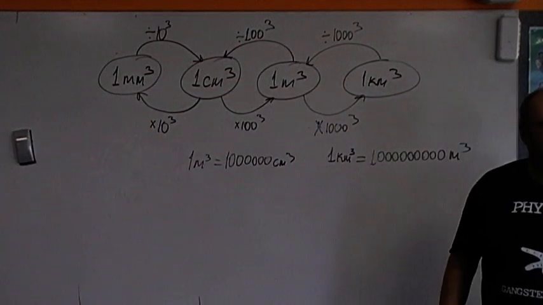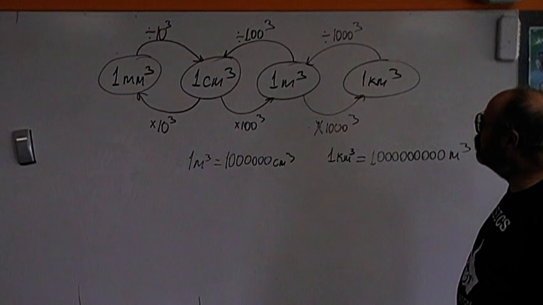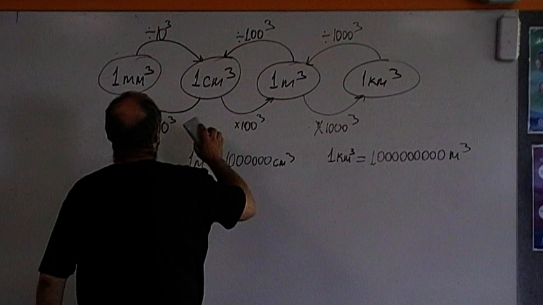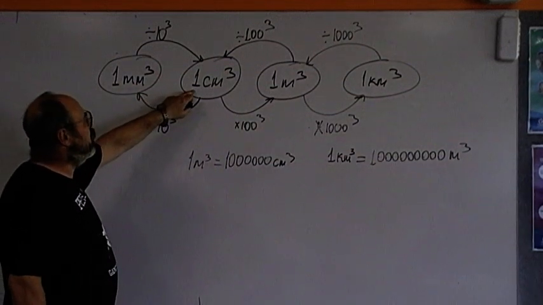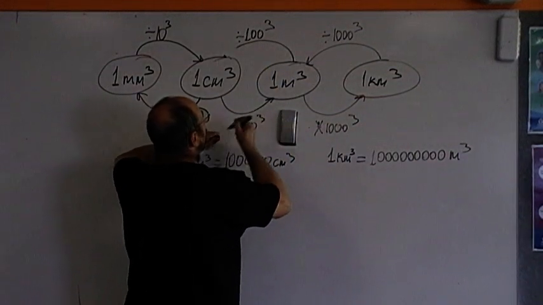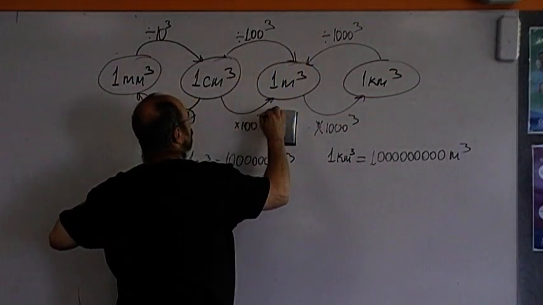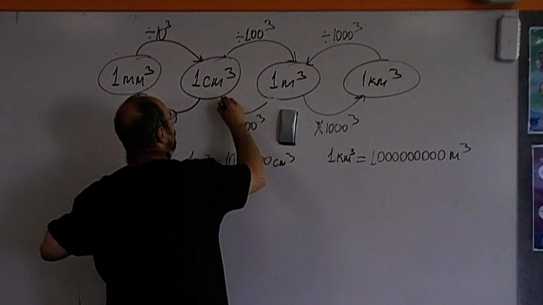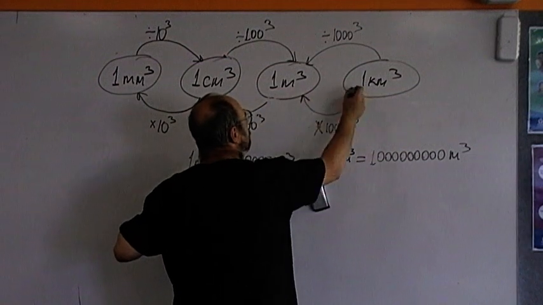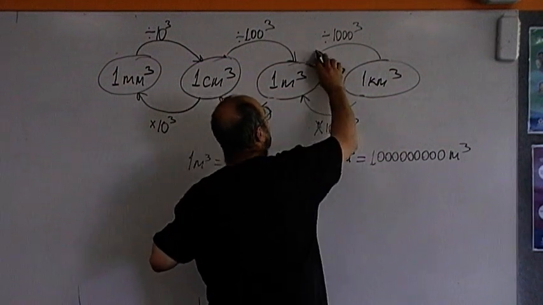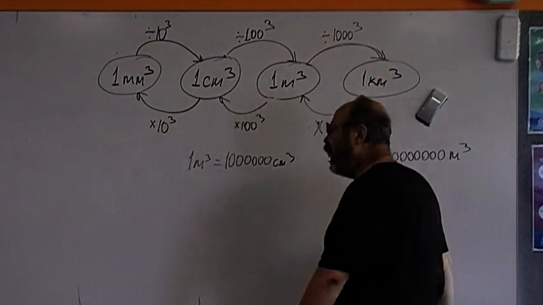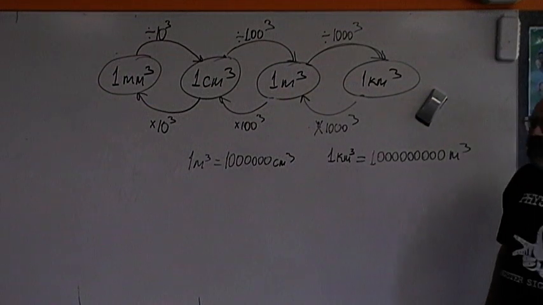Did you do the arrows right at the start? Sorry, from millimeters to centimeters we divide. Yeah, that's right. Then from centimeters to meters we divide. So going this way we multiply, because the meter is bigger, and we divide from meters to kilometers cubed.